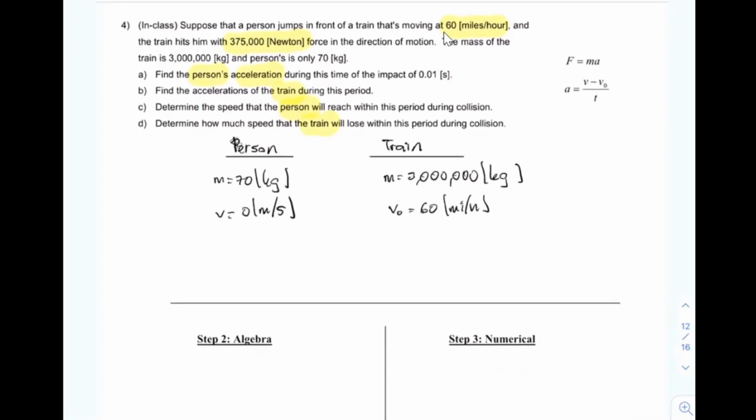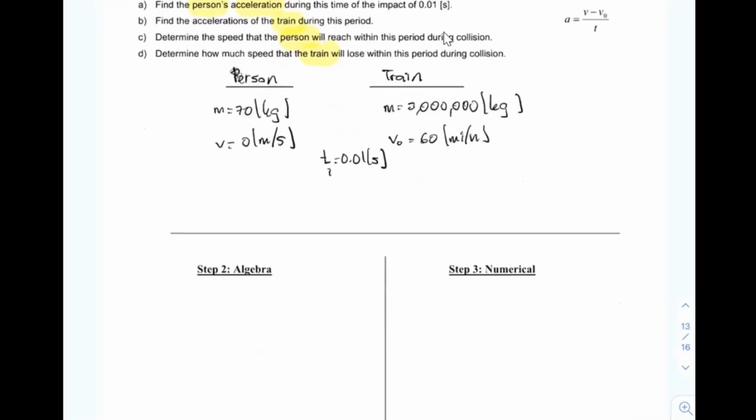They will share an impact time, and this is a 100th of a second impact time. So what do we do? For A and B, figure out the accelerations for the person and the train. I want to know what these accelerations are, and for safety reasons, I'm going to express the acceleration in terms of g. And then let's figure out the speed of the person and the train right after impact. So what is the final speed?